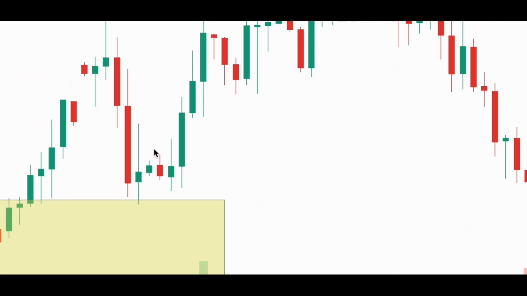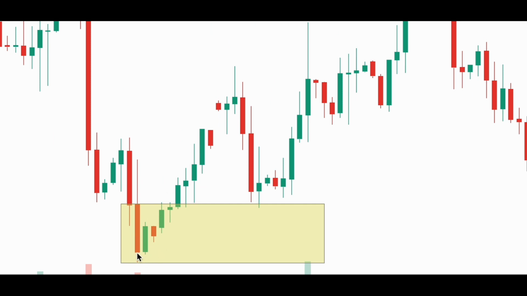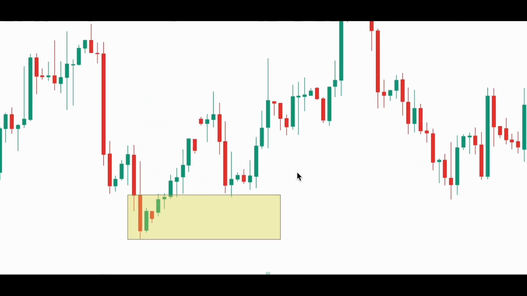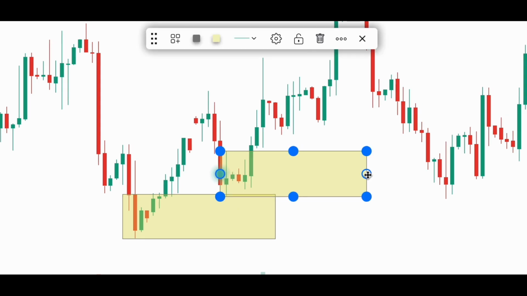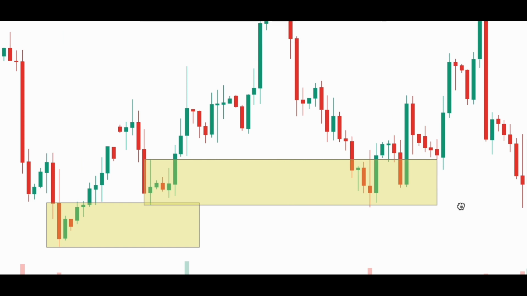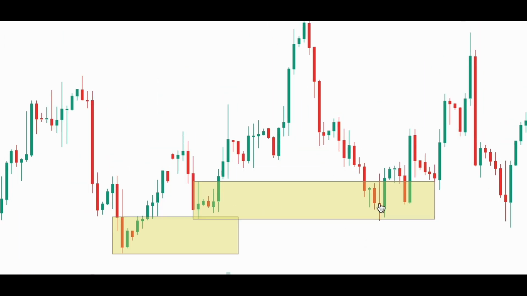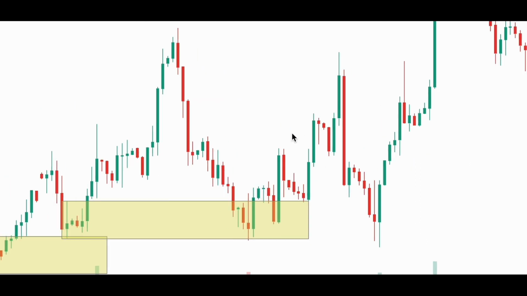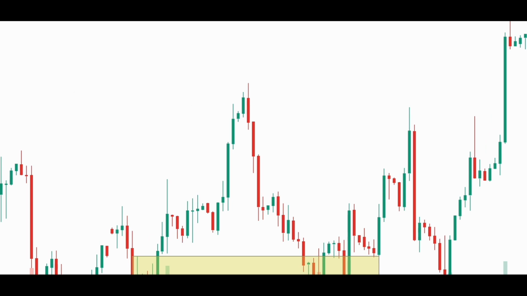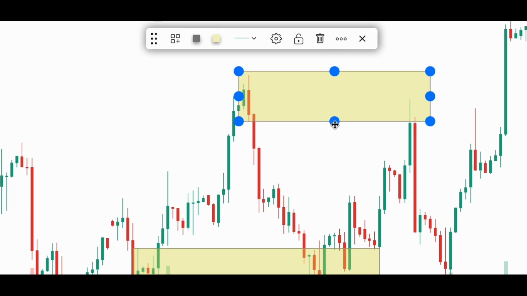Here we have another new demand zone. You see, when the price forms a new support, this is another new support here. You see the zone? Respect, second touch, price flies high. Fly high again. And this is also one of the supply zones as well, for the candles here.